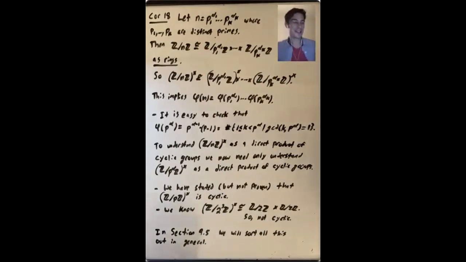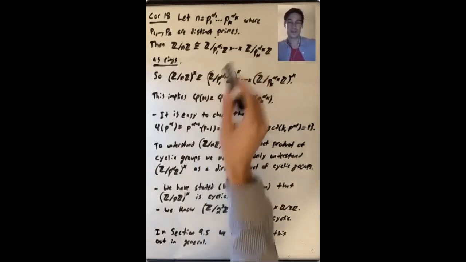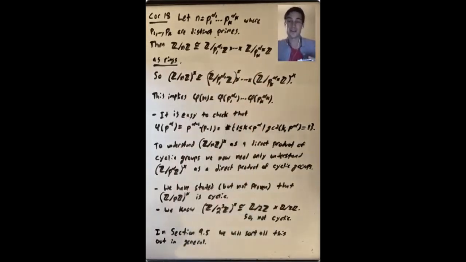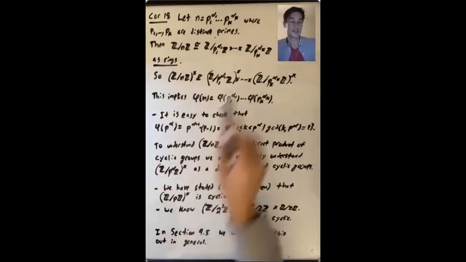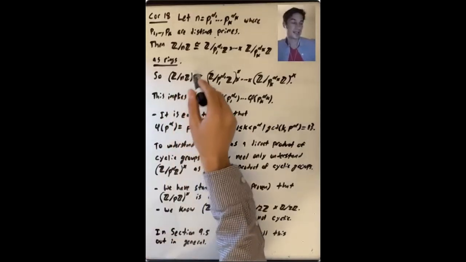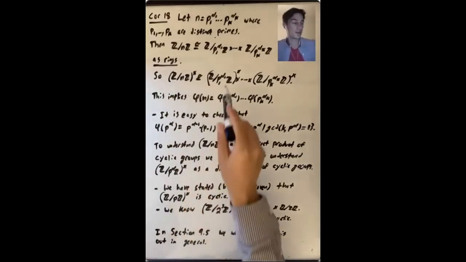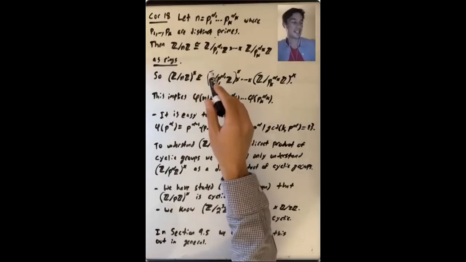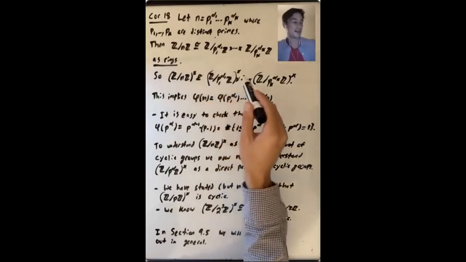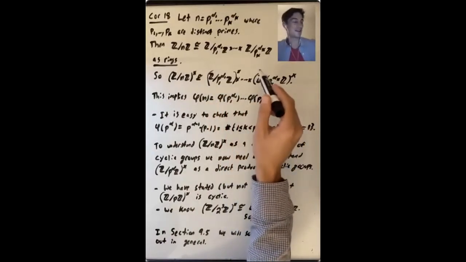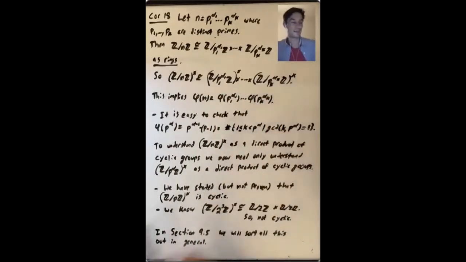And given what we just said, this isomorphism of rings induces an isomorphism of the groups of units on both sides. So the units of Z/nZ are isomorphic to a direct product of the units of Z/p1^α1 Z × ... × the units of Z/pk^αk Z.